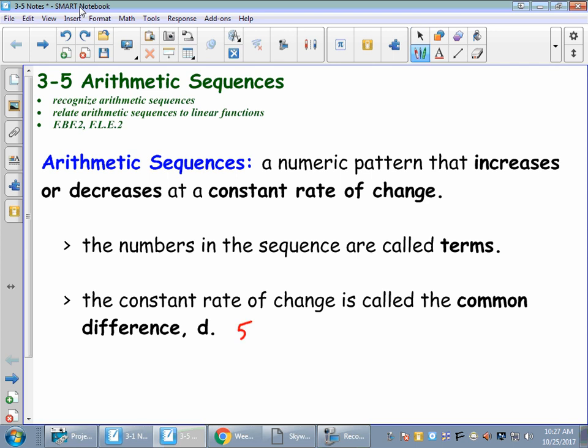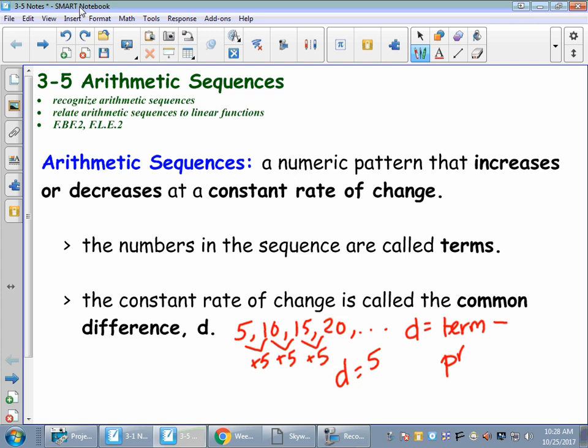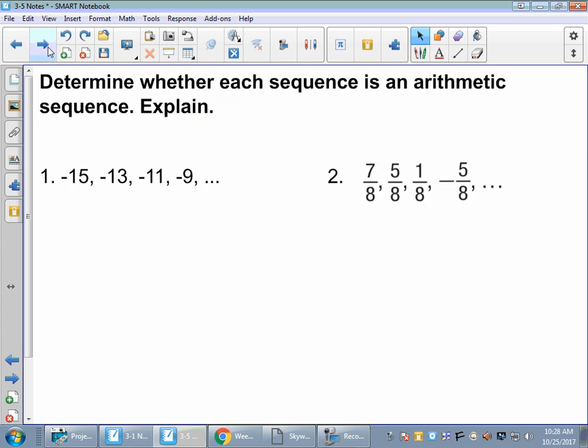So in a pattern like 5, 10, 15, 20, we know that the common difference is positive 5. So my common difference, D, is 5. How you can find D is take a term and subtract the previous term. This one was pretty easy to see, but if they're not as easy, term minus previous term gets you that common difference D. So looking at these two examples here, I'm wondering if they are arithmetic sequences.